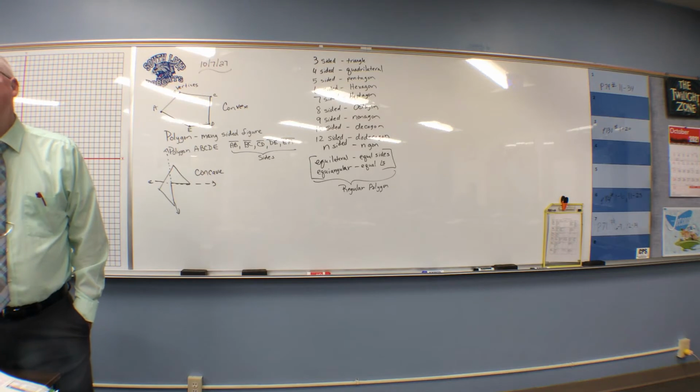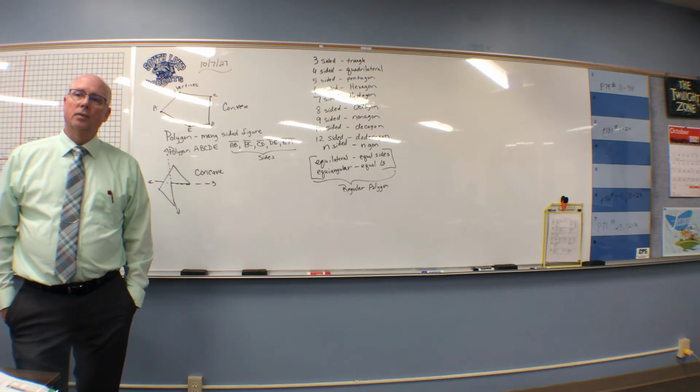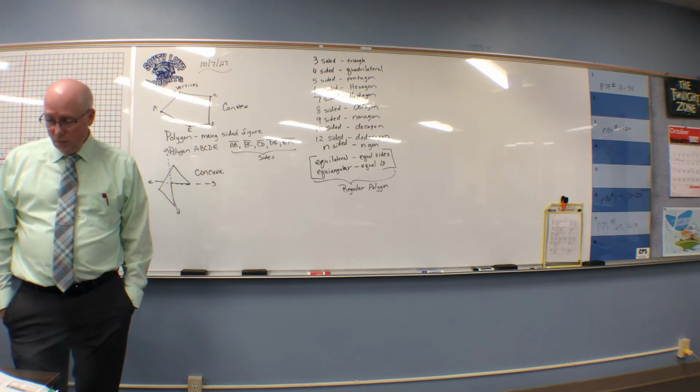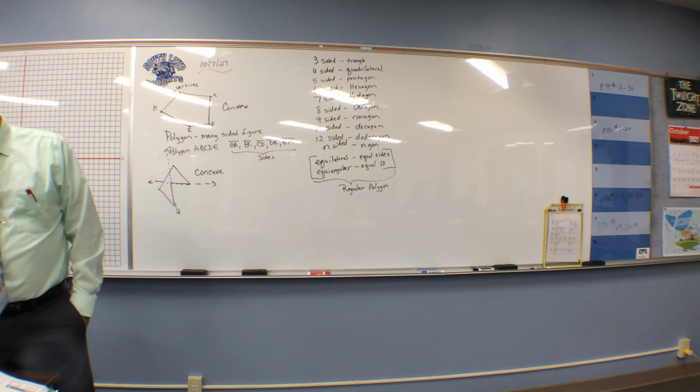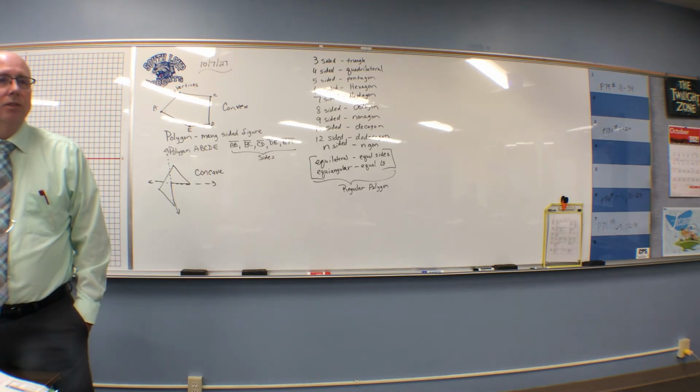Is it concave or convex? Concave. It is concave, okay? And then, is it regular? Yes. No. All the angles are not congruent, okay? All the angles are not congruent. It has to be both angles and sides.